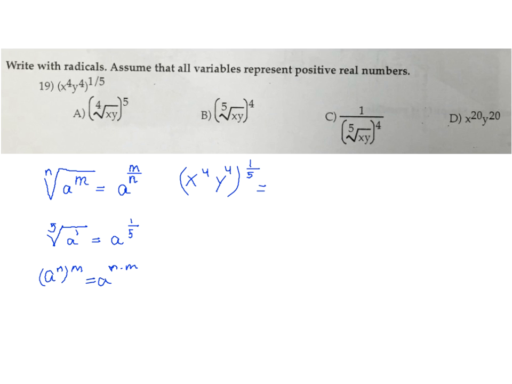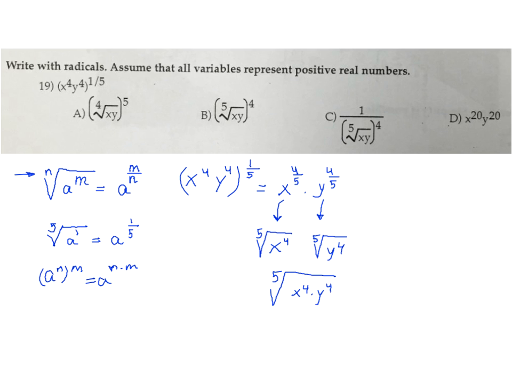I can write this one as x to the power of 4 over 5 times y to the power of 4 over 5, right? So each of these, if I want to write it in terms of its radical, means fifth root of x to the power of 4, right, according to this. This means fifth root of y to the power of 4. So what we really have here is fifth root of x to the power of 4, y to the power of 4.